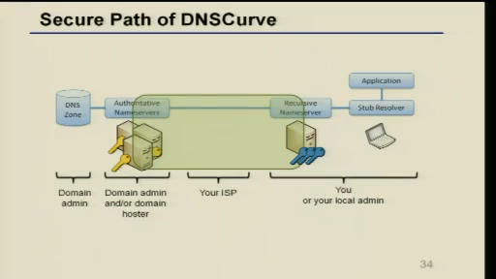Okay, this is the secure path of DNS curve. Again, link between one recursive name server and the authoritative name server. There are no ISP forwarders in between. You can't use them for forwarding. And also the keys, the private keys, are on the name servers. And each name server can have a different key. But you can also use the same key on all of them.